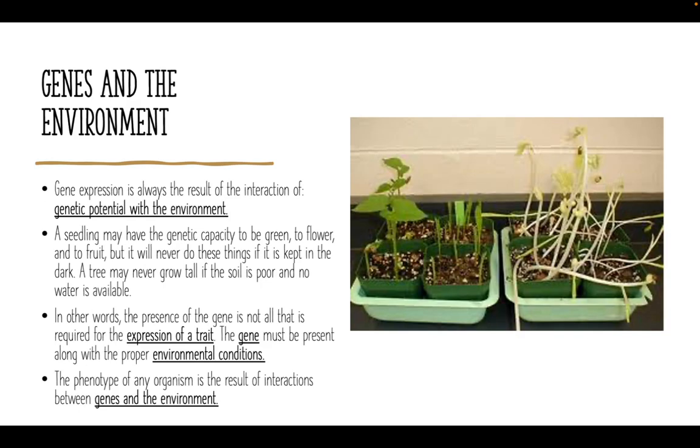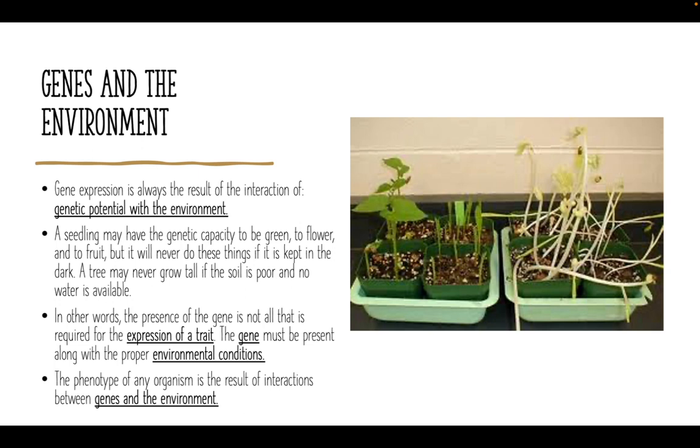So gene expression is always the result of the interactions of genetic potential with the environment. So with specific flowers, a seedling may have the genetic capacity to be green, to flower, and to fruit, but it will never do those things if it's kept in the dark. A tree may never grow tall if the soil is poor and has no water, oxygen, or carbon dioxide available. In other words, the presence of the gene is not all that's required for an expression of a trait. The gene must be present along with proper environmental conditions, right?